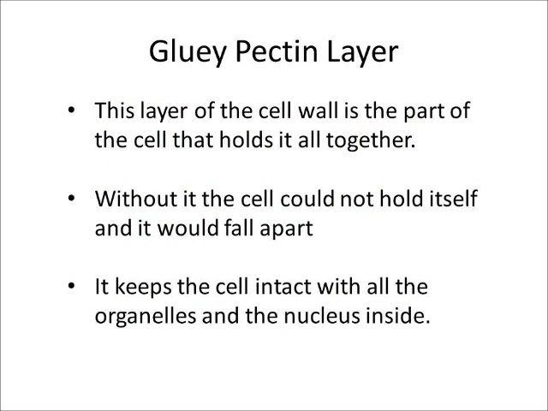The next part of the cell wall is the gluey pectin layer. This layer of the cell wall is the part of the cell that holds it all together. Without it, the cell cannot hold itself and it will fall apart. It keeps the cell intact with all the organelles and the nucleus inside.